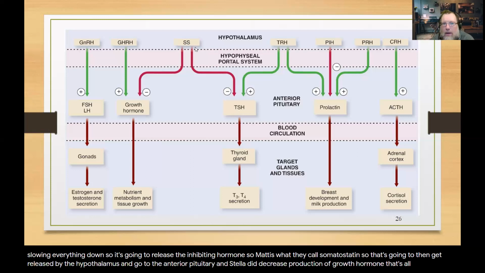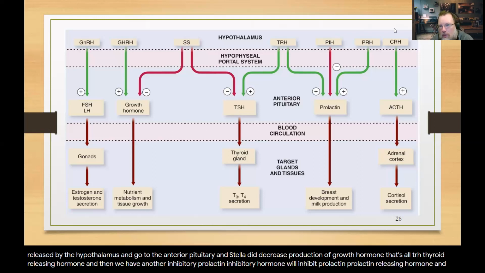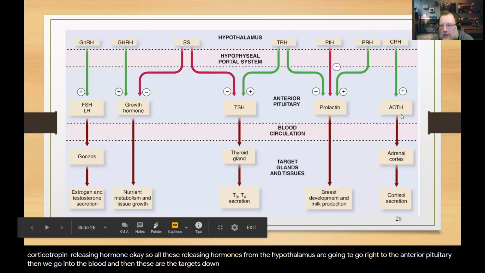That's all. Okay. TRH, thyroid releasing hormone. And then we have another inhibitory one, prolactin inhibitory hormone, which will inhibit prolactin. Prolactin releasing hormone. And corticotropin releasing hormone. Okay, so all these releasing hormones from the hypothalamus are going to go right to the anterior pituitary. Then we go into the blood, and then these are the targets down here for each of these.